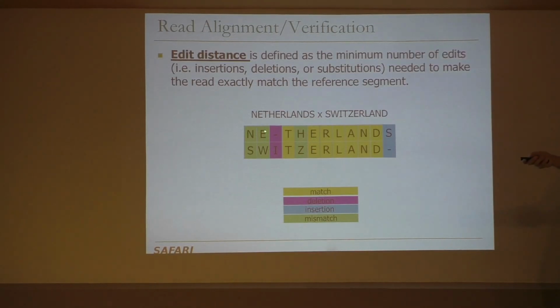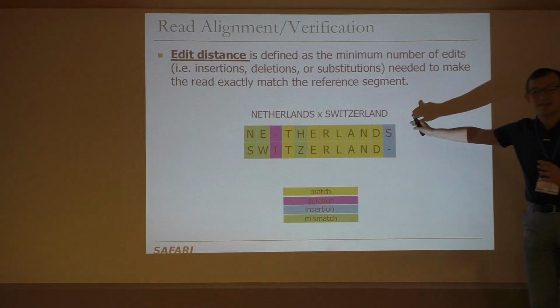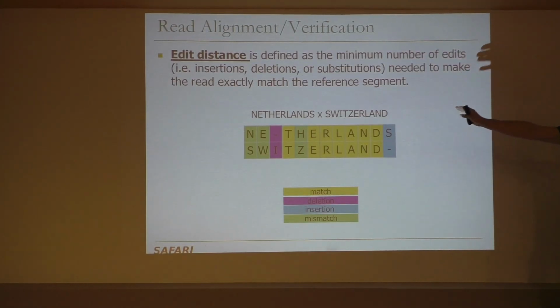You can see that in these two initial letters, they mismatch. In this one, there is a deletion in Netherlands and an insertion in Switzerland. The T matches. In this one, there's a mismatch, and all of these match. And then there's an insertion in Netherlands that doesn't exist in Switzerland. So if you allow 1, 2, 3, 4, 5 edits, these match. And this is exactly what we want to do in genome sequence analysis. We want to allow some number of edits because there are some differences that we have.